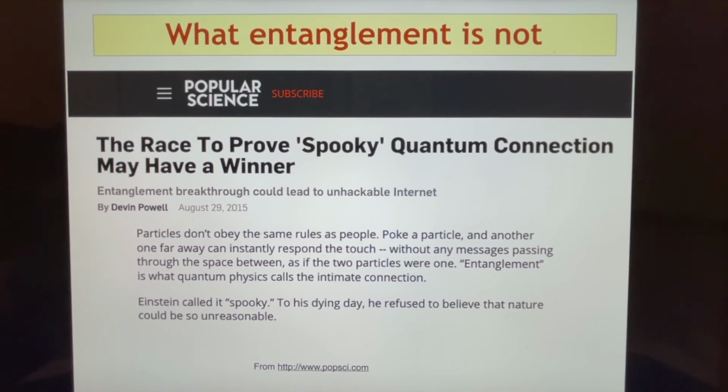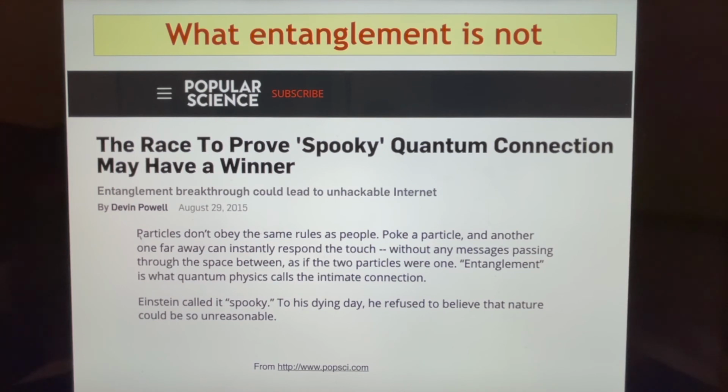Here's something, this is taken from a real medium. It's called Popular Science. Look at that. The race to prove spooky, quote unquote, quantum connection may have a winner. Entanglement breakthrough could lead to unhackable internet. This kind of follows all the rules of how to be sensationalist doing popular science. Entanglement, buzzword, breakthrough, of course, cool, could lead to unhackable internet, something that sounds cool and everybody can relate to.